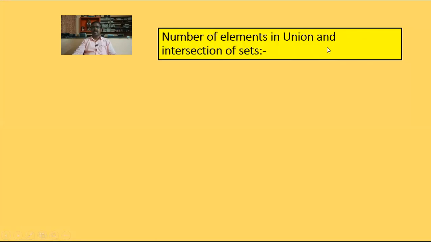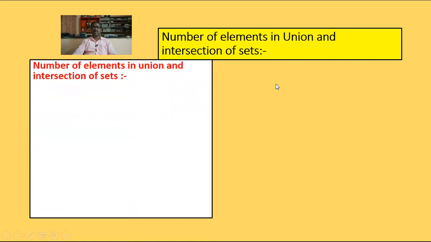Number of elements in union and intersection of sets. Number of elements in union and intersection of two sets.